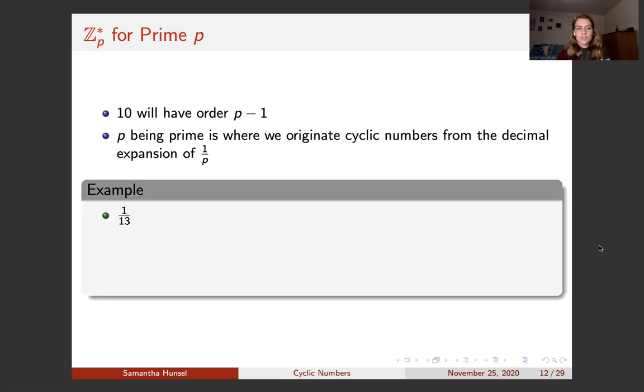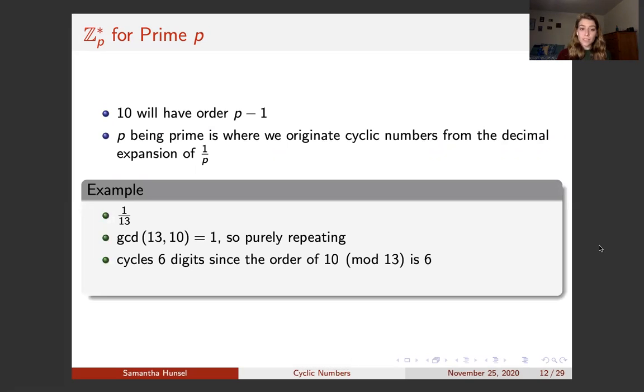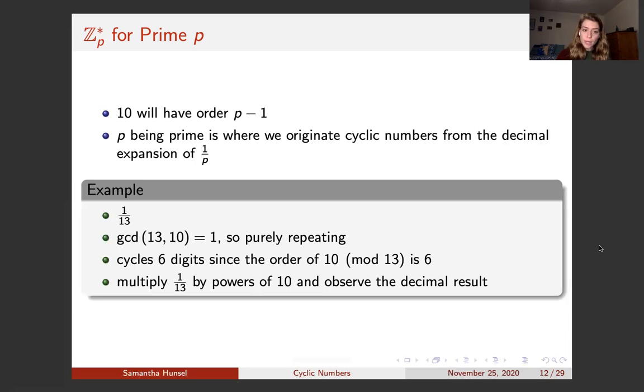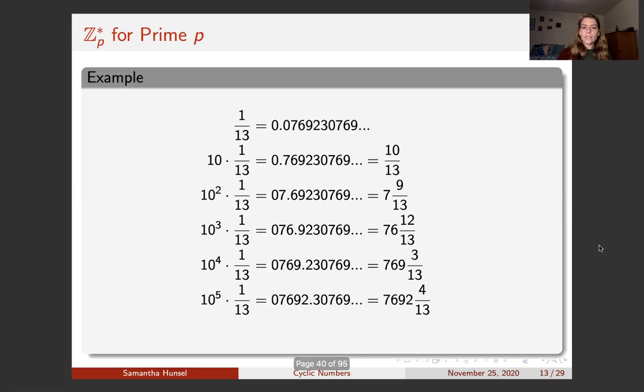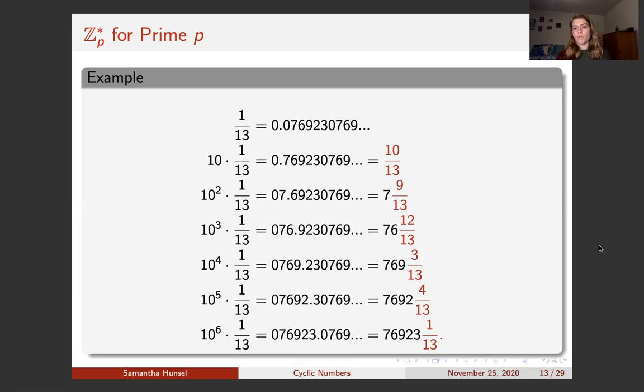So if we go back again to looking at 1/13, 13 and 10 are relatively prime, so we have a purely repeating decimal. It cycles 6 digits since the order of 10 mod 13 is 6. And actually, if we multiply 1/13 by powers of 10 and observe the decimal result, we can see that at 10 to the 6th, which is the order, well, 6 is the order, we have the number 76,923, which is one of our cyclic numbers, with, of course, remainders. And you can see the remainders going up there on the right: 10, 9, 12, 3, 4, and 1.